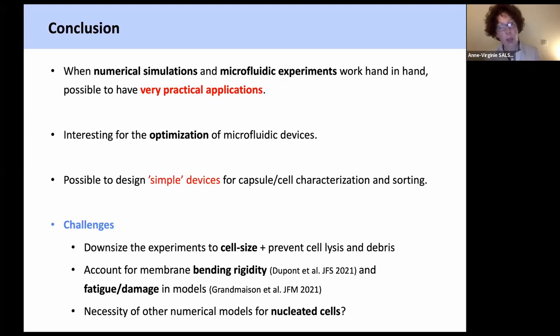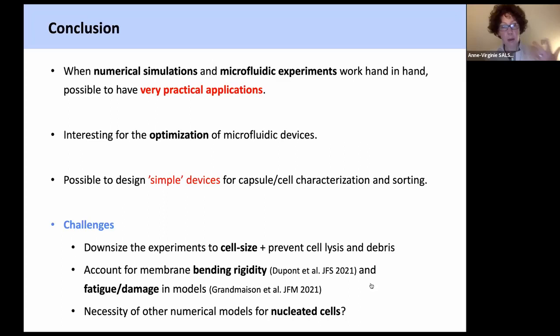Another challenge is to take into account the full membrane properties. Since the membranes in practice always have a thickness, even if it's thin, it exists. So sometimes you may wonder, do we need to take into account membrane rigidity or not? And do we need to take into account the phenomena of damage or fatigue, wrinkles, and the existing extension that can lead to breakup or to fatigue phenomena?